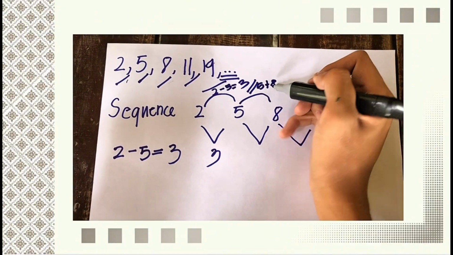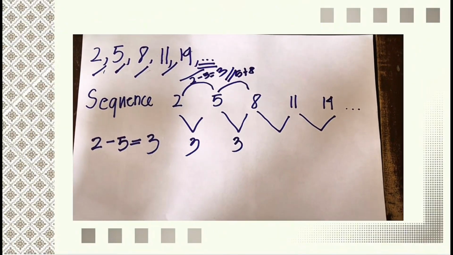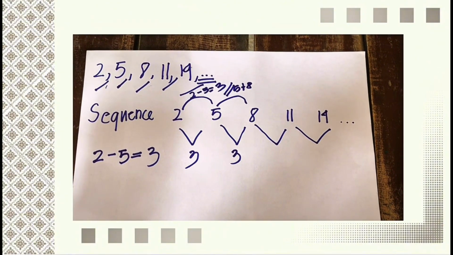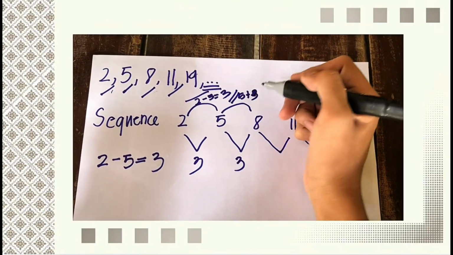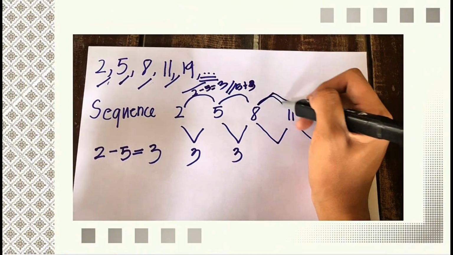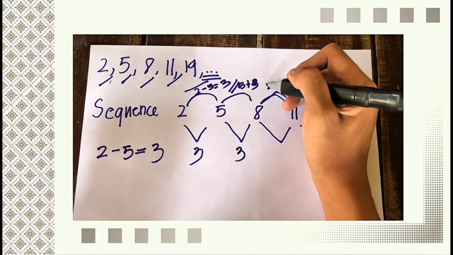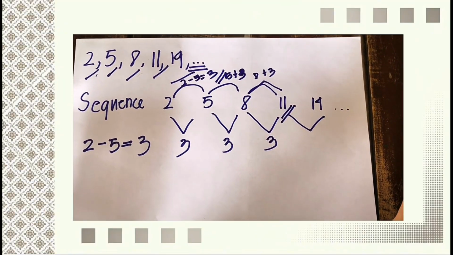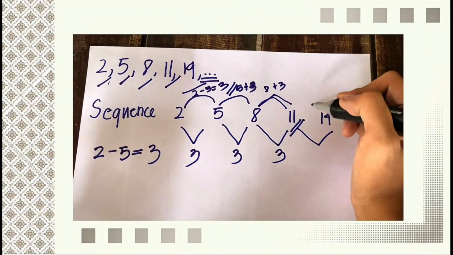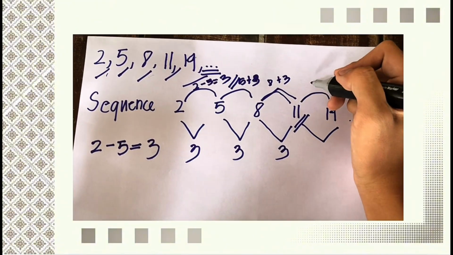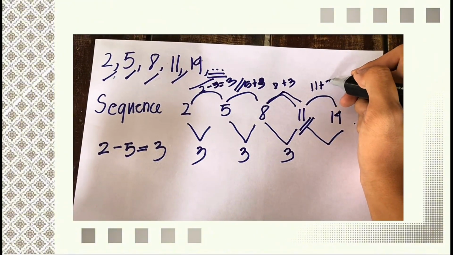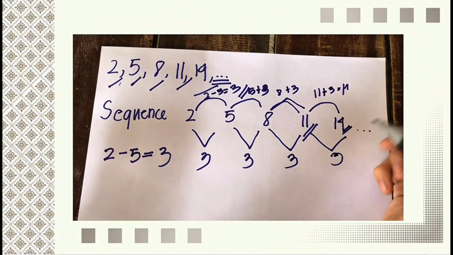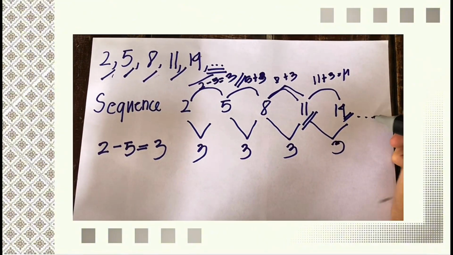Then 5 plus 3 is equal to 8. So again I wrote the number 3 to show that the common difference between the two numbers is 3. So 8 plus 3 is equal to 11. So I wrote the number 3 again because it is the common difference between the two numbers. Then 11 plus 3 is 14. So again, I just wrote 3 to show that their common difference is 3.